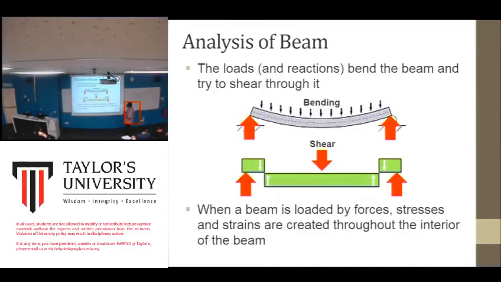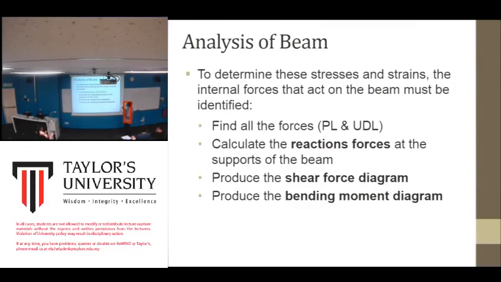To determine these stresses and strains, the internal forces that act on the beam must be identified. So first you need to find all the forces, whether point load or UDL, like the one that I showed you. Then calculate the reaction forces at the two supports of the beam. Then after that, you need to produce a shear force diagram and bending moment diagram. For this week, I will not cover this one. I will explain how to find the reaction force. Guys, are you good here?